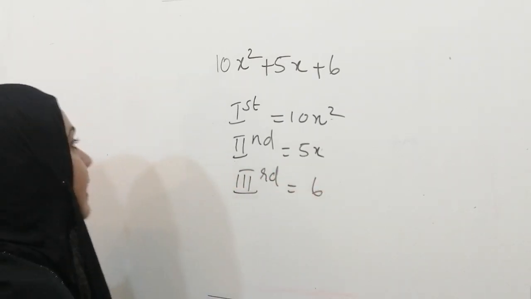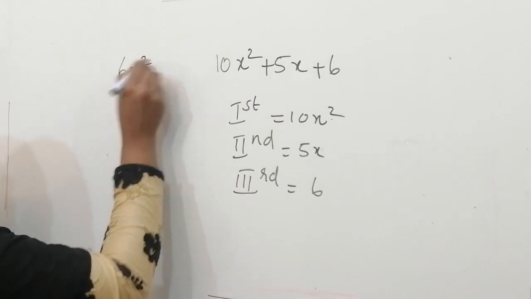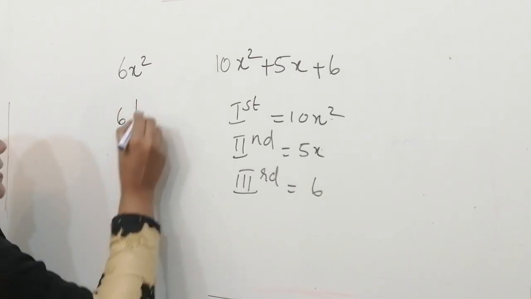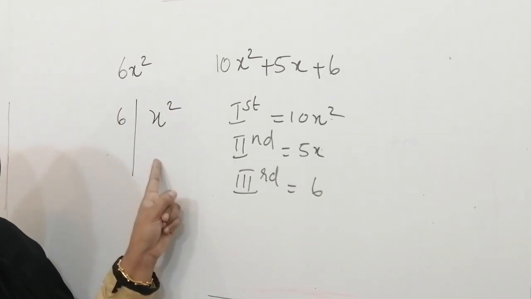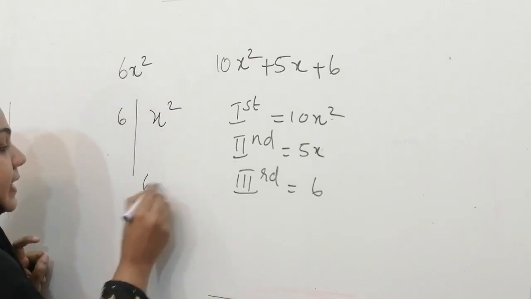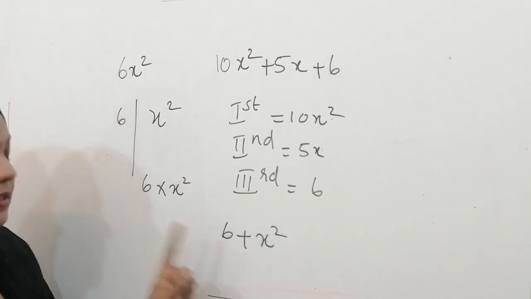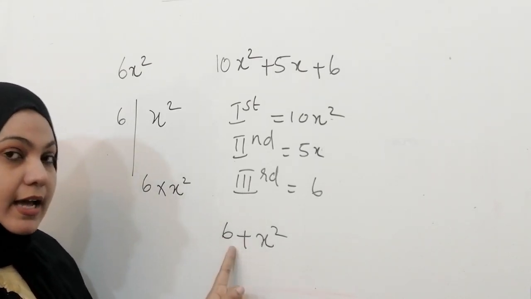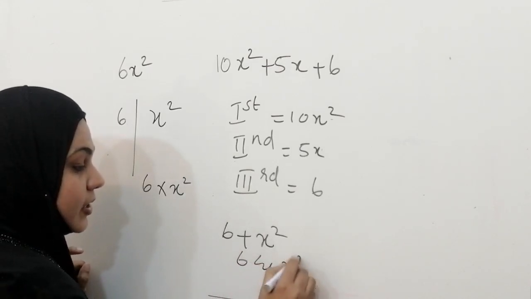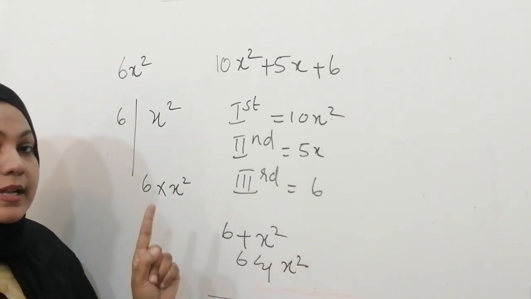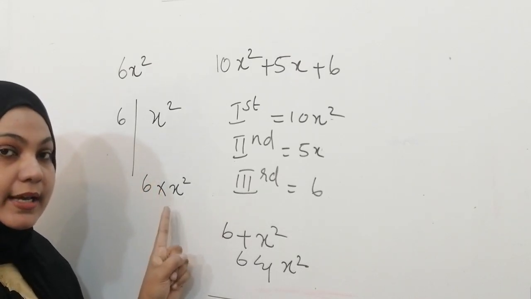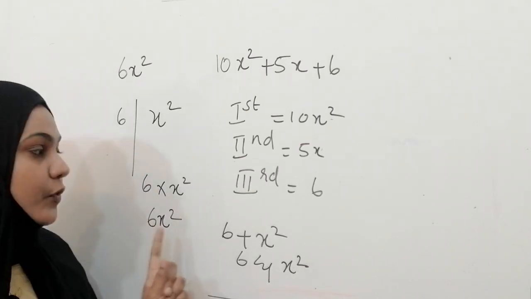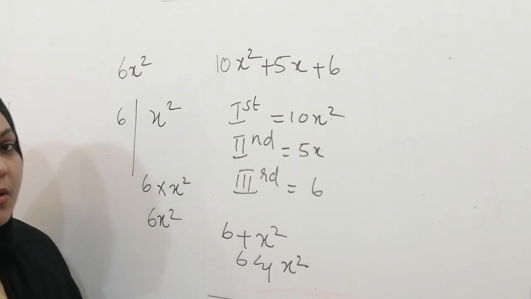Let's try another example. How many terms are here? Don't write 6 and x square, because this is wrong. You know that 6x square means 6 into x square. Suppose this expression were in the form of 6 plus x square, we could write 6 and x square as two terms. But this is 6x square, which means 6 multiplied by x square. So here there is only one term, that is 6x square. Is it clear to you? If you need any clarification, please mention it in the comment box.